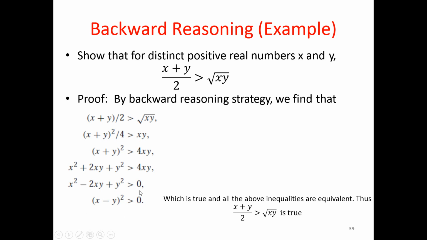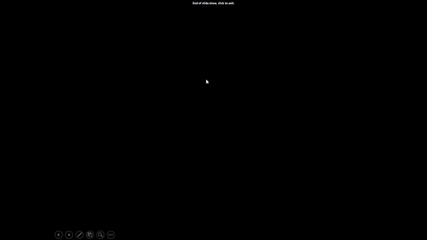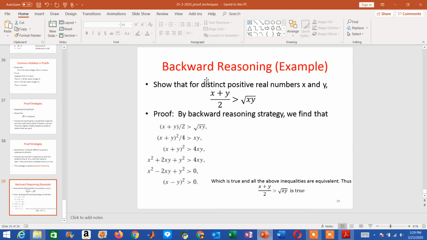Now, since all these inequalities are equivalent and we started with the given inequality, we ended up with an inequality which is true for every pair of distinct x and y. So by backward reasoning, the given statement is true. And that is the end of the lecture. Thank you so much.